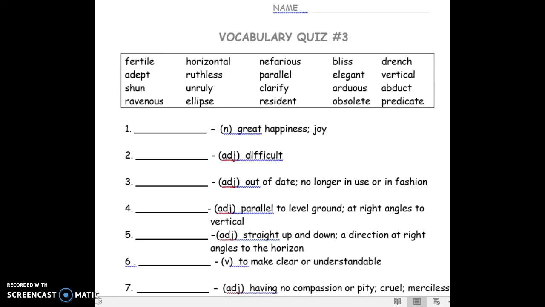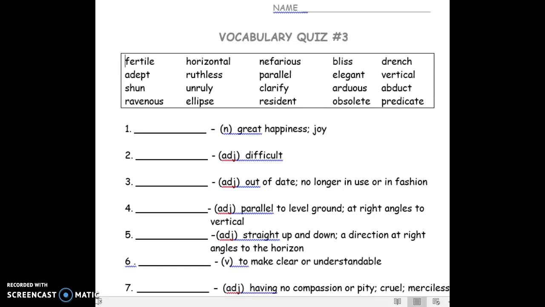Today you'll take your vocabulary quiz for week 3, quiz number 3 in language arts. Be sure to put your name at the top of the page and put your class number up there in the upper right-hand corner. Here are the words that will be used on your tests today. I'm going to read from left to right.